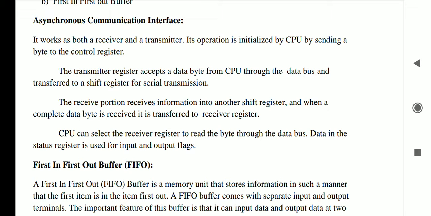The transmitter register accepts a data byte from the CPU through the data bus and transfers it to a shift register for serial transmission. The receive operation receives information into another shift register, and when a complete data byte is received, it is transferred to the receive register. The CPU can select the receive register to read the byte through the data bus. Data in the status register is used for input-output flags.